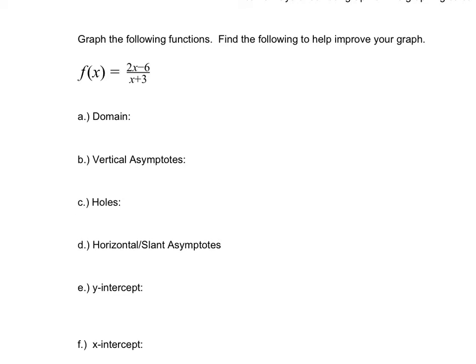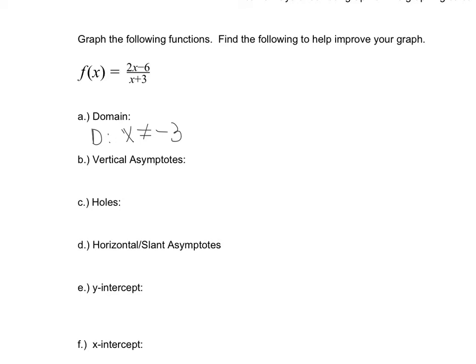Remember, in order to find the domain, we find what makes the denominator 0 and exclude it. My denominator is x plus 3, so I know that x cannot equal -3 in my domain. That also tells me what the vertical asymptote is.